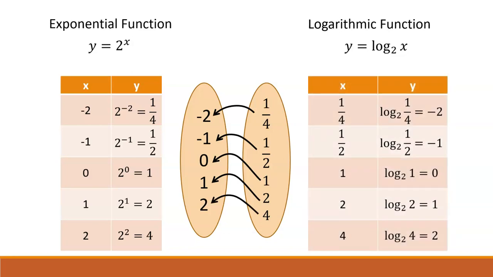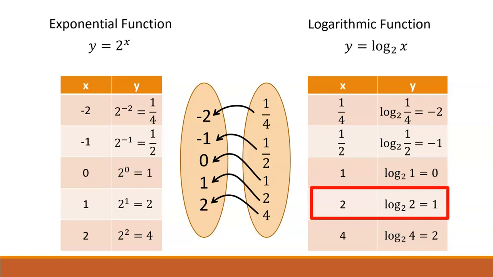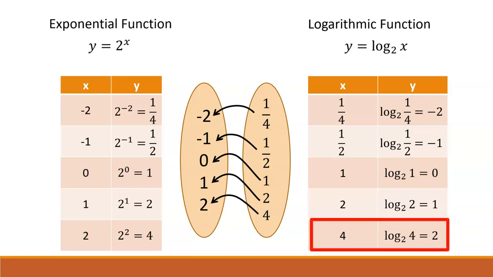Here's what that looks like in table form. For x equals 1/4, the log base 2 of 1/4 is negative 2. For x equals 1/2, the log base 2 of 1/2 is negative 1. For x equals 1, the log base 2 of 1 is 0. For x equals 2, the log base 2 of 2 is 1. And when x is 4, the log base 2 of 4 is 2.